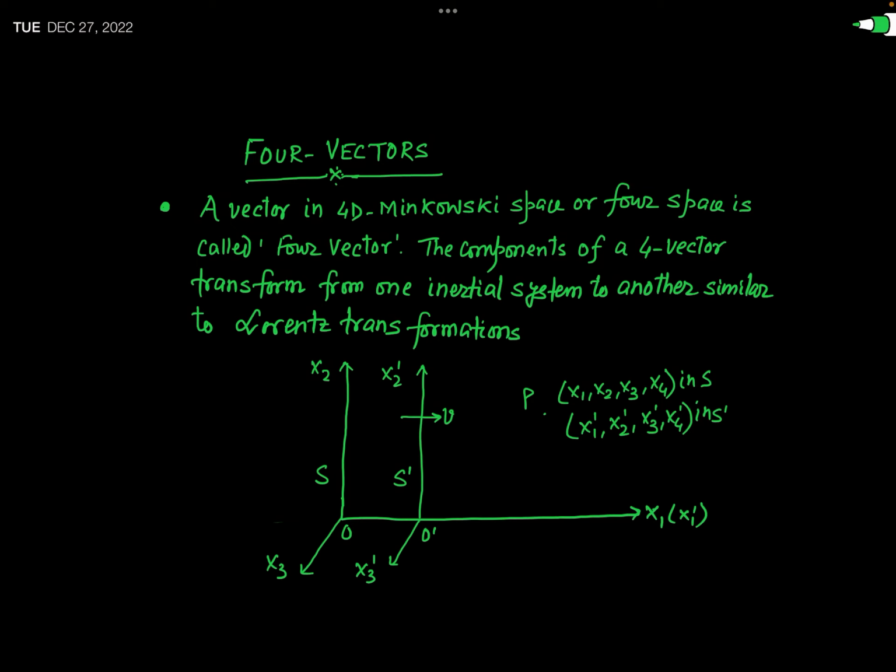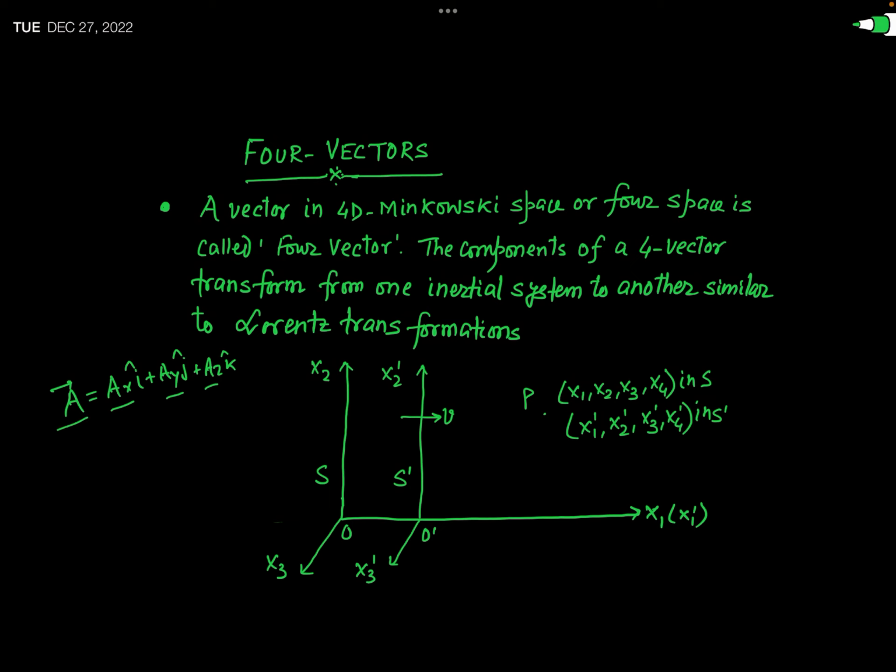For example, if there is a vector, let us say A, in a 3D space, then this A is simply written as A_x i plus A_y j plus A_z k. You have definitely studied. Here these i, j, k are orthogonal unit vectors along the x-axis, y-axis and z-axis. And these A_x, A_y and A_z are called the x, y and z components of this three-dimensional vector A.